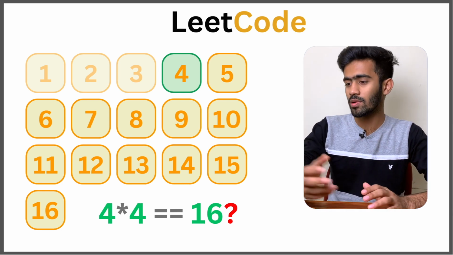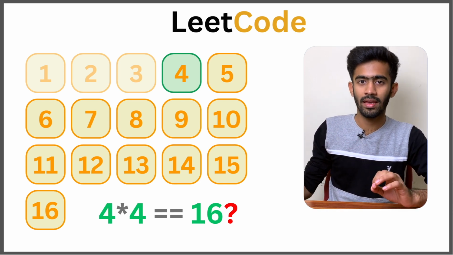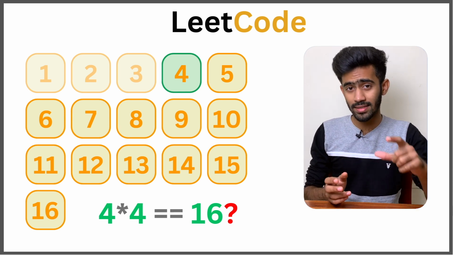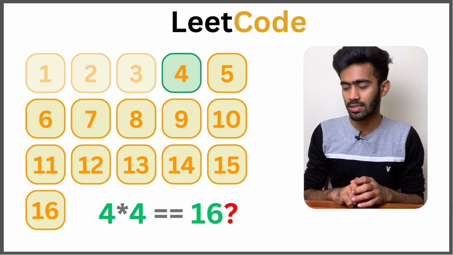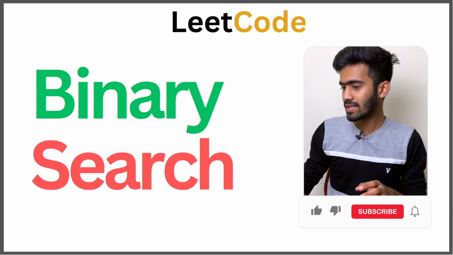Why binary search? Because as you can see here, 1 to 16 is sorted, and hence we would have to just find a number between 1 and 16 such that the number square is equal to 16, right? So that is where binary search comes in. Okay, so let's get started.